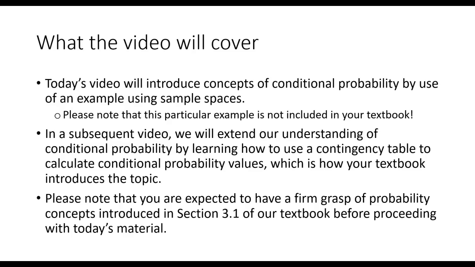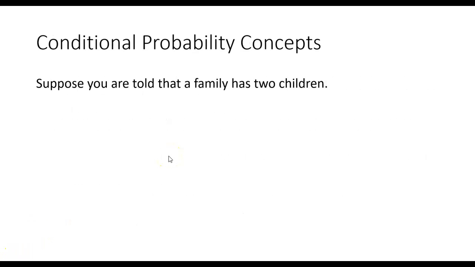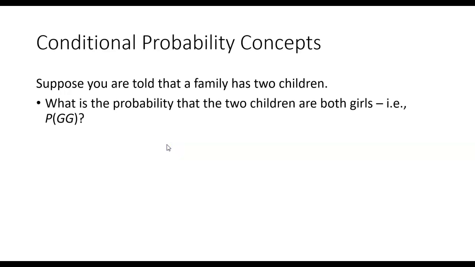Please note that you are expected to have a firm grasp of probability concepts introduced in section 3.1 of our textbook before proceeding with today's material. Let's begin looking at conditional probability concepts with the following example. Suppose you are told that a family has 2 children. What is the probability that the 2 children are both girls?